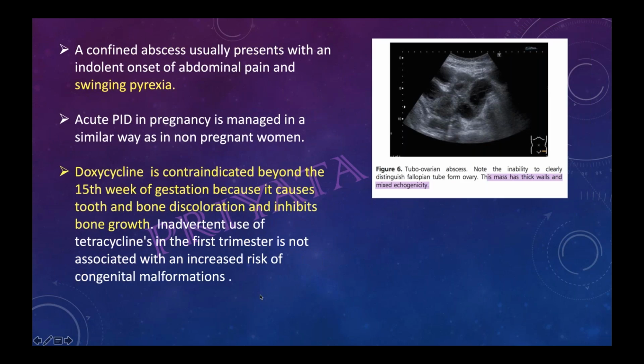Now again, what other ovarian mass can be there? It could be a tubo-ovarian abscess. What could be the features? The patient will present with fever, and it will be swinging pyrexia, coming and going, and abdominal pain. Treatment of PID is given, but doxycycline is contraindicated beyond the 15th week of pregnancy. Why? Because it causes tooth and bone discoloration and inhibits bone growth. You have to know this part, because again a question has come from this doxycycline part. So again I put it here.